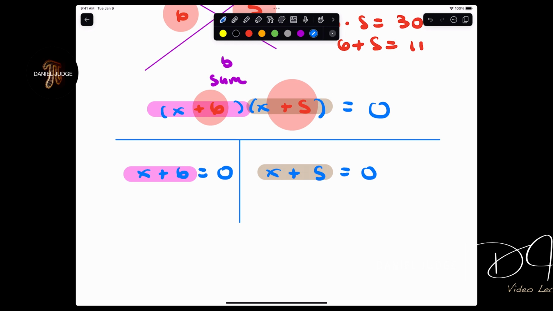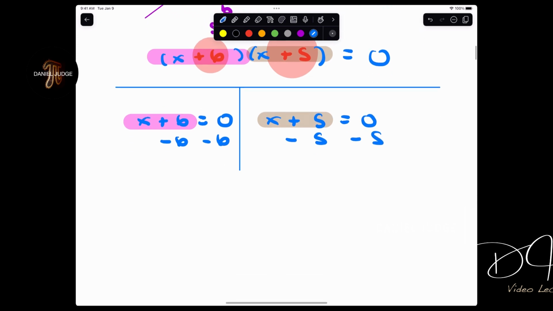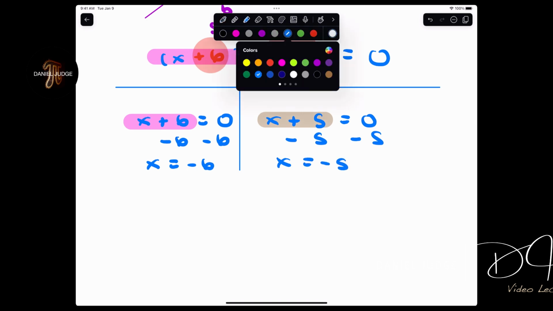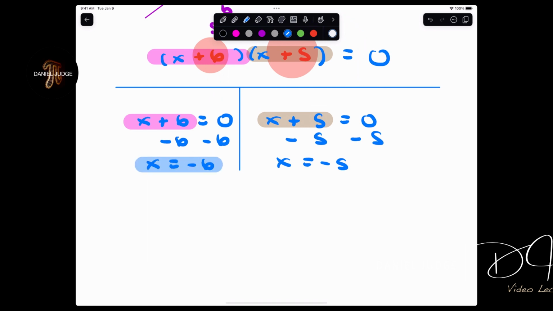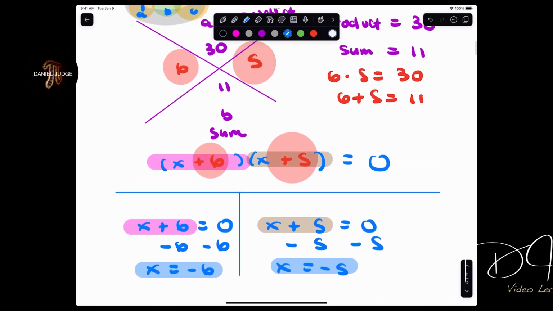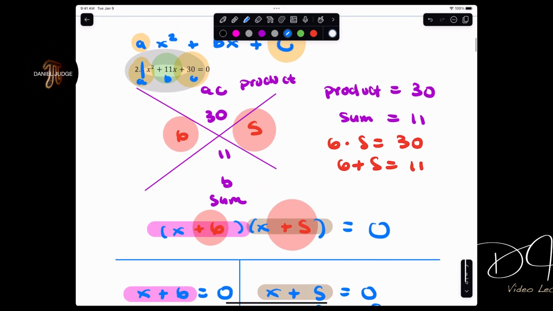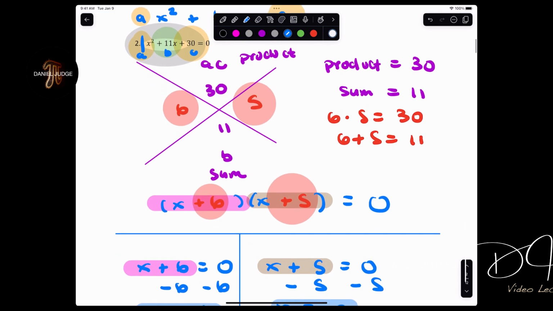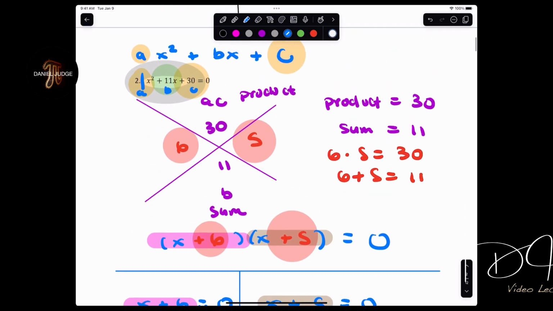Now let's solve each linear equation. Subtract 6 from both sides from the first one. Subtract 5 from both sides from the second one. We'll now get x is negative 6. X is negative 5. And ladies and gentlemen, you are done. There's your two solutions. X is negative 6. X is negative 5. We have factored the left side. We have solved this quadratic equation.